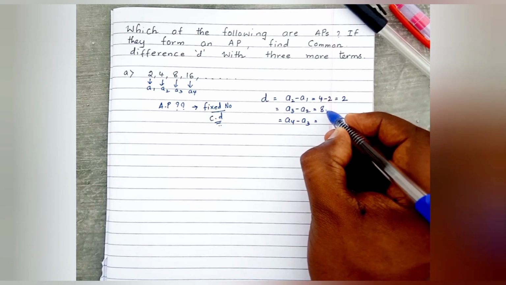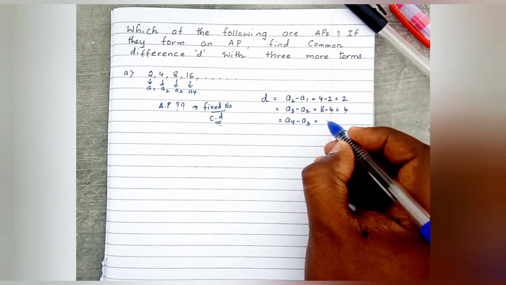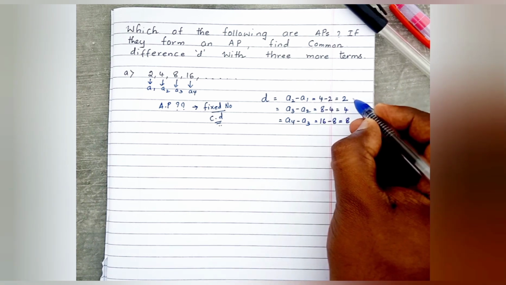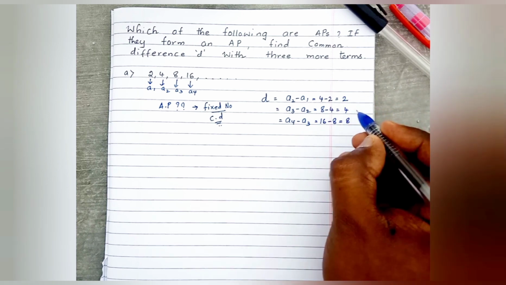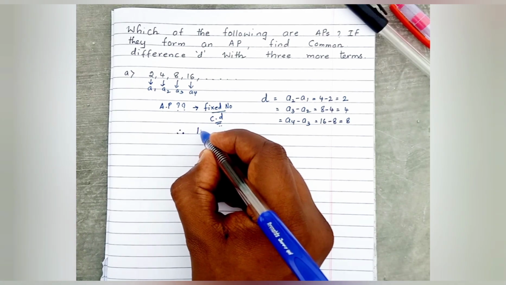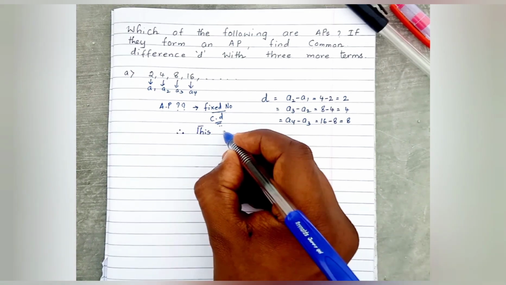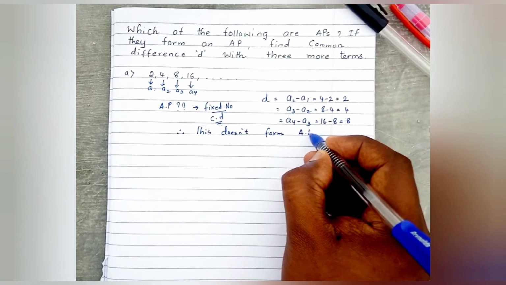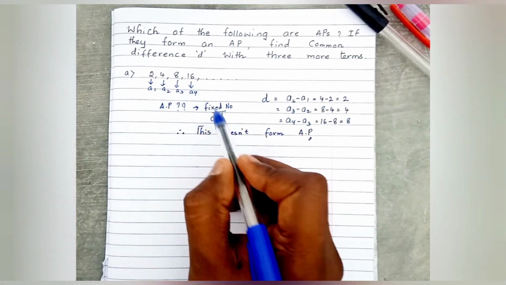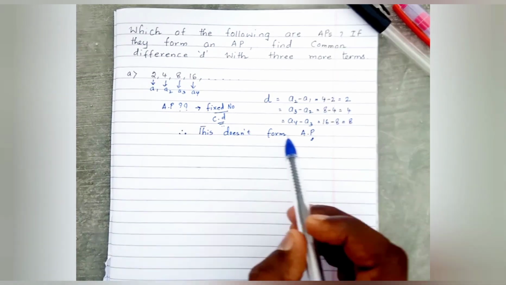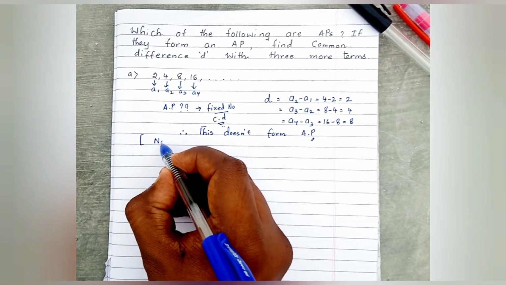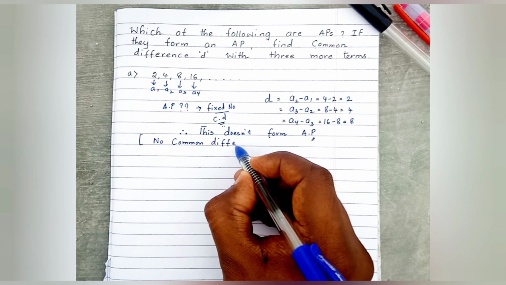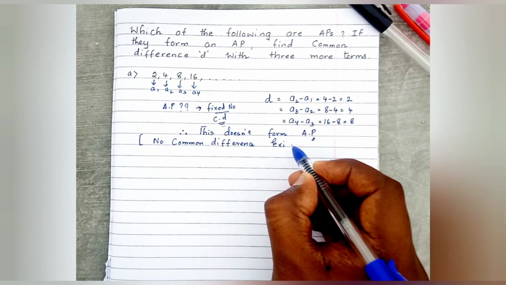A3 is 8 minus A2 is 4, that is 4. Then A4 is 16 minus 8, we get 8. If you see, they don't have a common difference: 2, 4, 8. Therefore, this list does not form an AP. Why? What is the reason? Because they don't have a common difference. The reason is the list does not have a common difference. No common difference exists. Therefore, the above list of numbers does not form an AP.